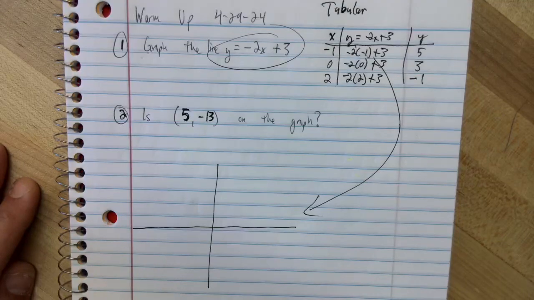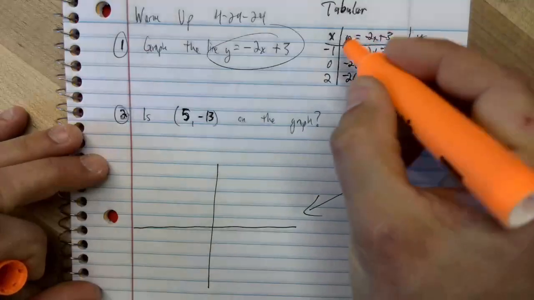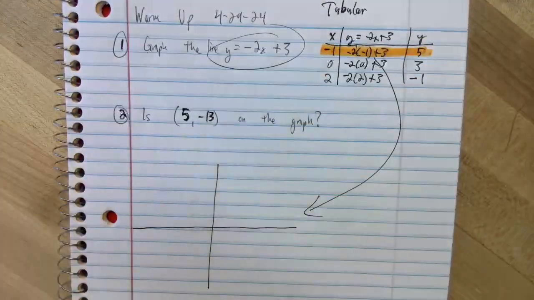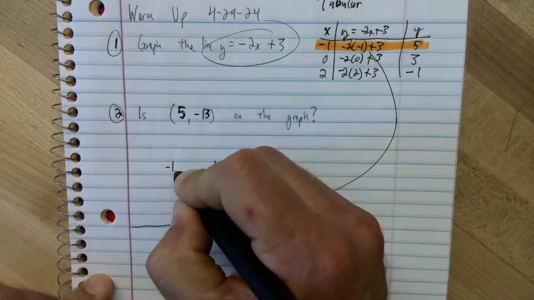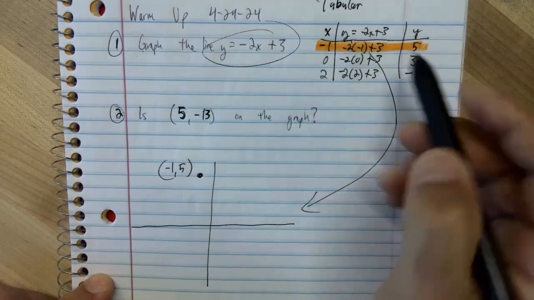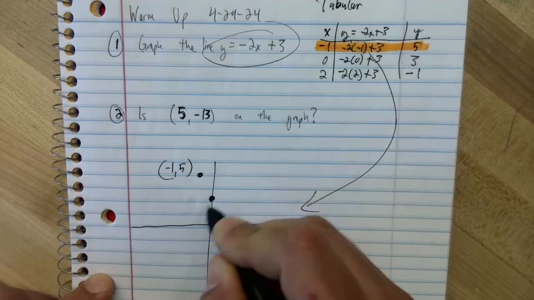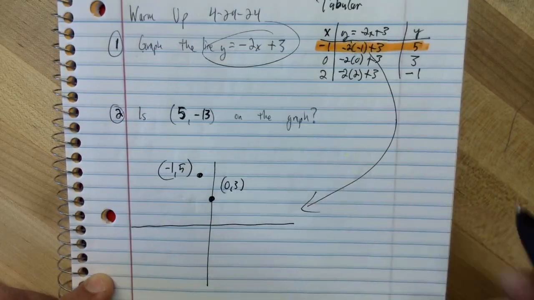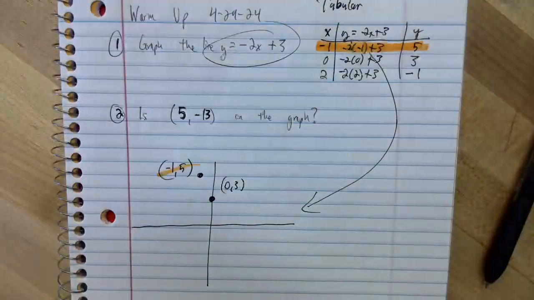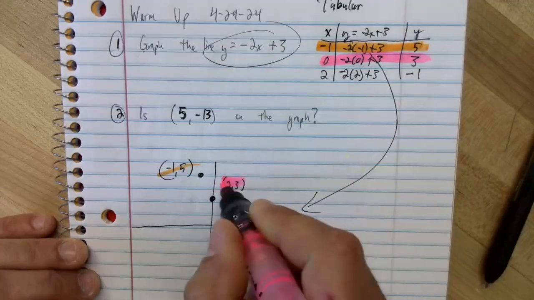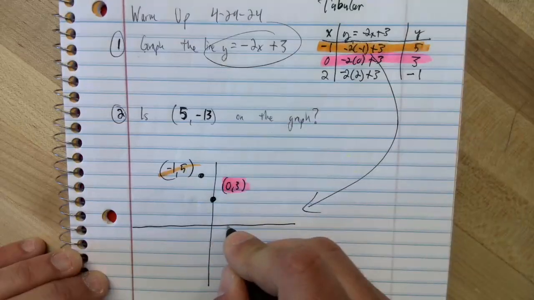All right, so negative 1, 5 is our first point. We'll plot that one. How do I move to plot the point negative 1, 5? I move left 1 and up 5. Okay. 0, 3. Well, I don't move any left or right, so 0 and then up 3. 0, 3. All right, that one's not very easily identified, okay. And then 2, negative 1. Right 2, down 1.